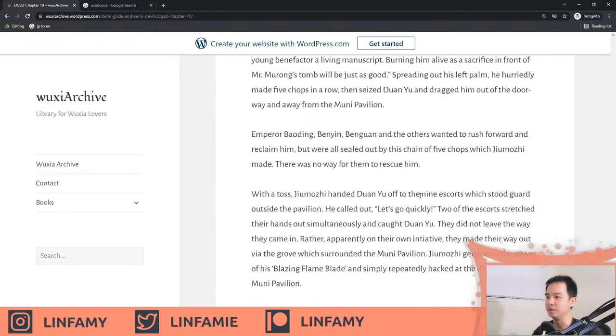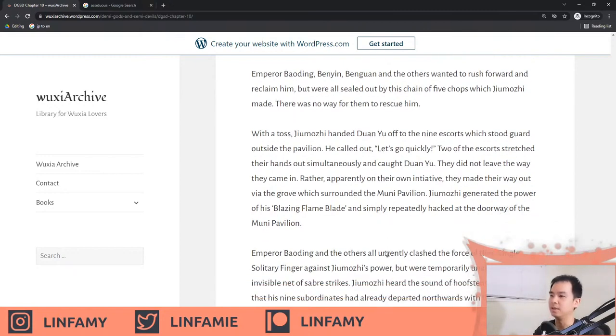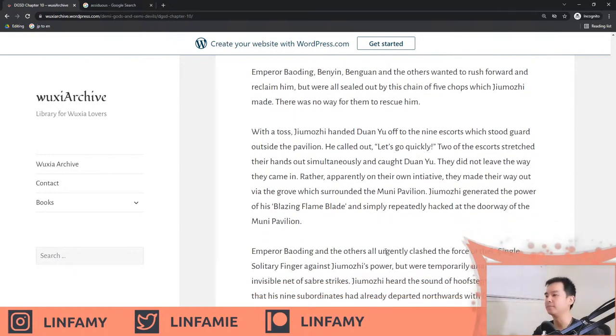Emperor Baoding, Buntan, Bunguan, and the others wanted to rush forward and reclaim him, but were all sealed out by this chain of 5 chops which Jiumozhi made. There was no way for them to rescue him. With a toss, Jiumozhi handed Duan Yu off to the 9 escorts who stood guard outside the pavilion. He called out, "Let's go, quickly!"